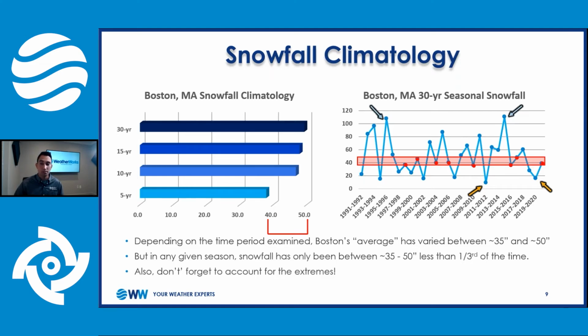For instance, in Boston, over the last 30 years, on 2 instances, we've seen over 100 inches of snow. And over the last 30 years, there's been 5 instances below 20 inches of snow. So we need to account for that. Sometimes will be normal, sometimes will be anomalously high or low, and sometimes will be somewhere in the middle. Don't forget to account for those extremes.